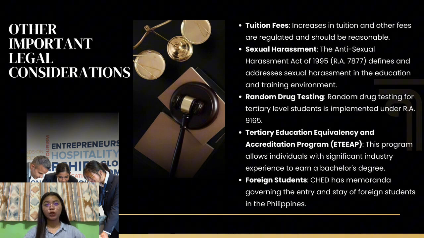So next is sexual harassment. So the Anti-Sexual Harassment Act of 1995, under the Republic Act of 7877, defines and addresses sexual harassment in the education and training environment. Also, there's a random drug testing for tertiary level students that is implemented under Republic Act of 9165. Also, we do have the Tertiary Education Equivalency and Accreditation Program, or ETEAP, which allows individuals with significant industry experience to earn a bachelor's degree.